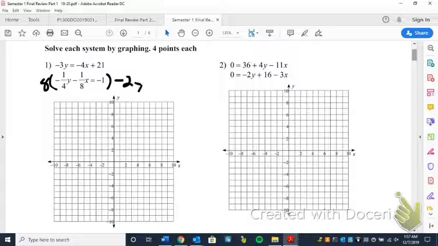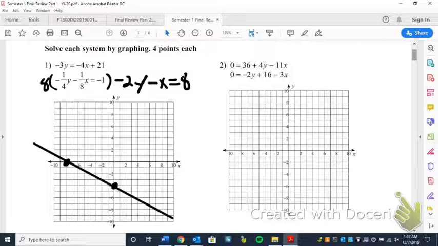So what we're going to do is multiply by 8, and that's going to clear the fraction. So now we have negative 2y minus x equals 8. And the reason we do that is to make our lives easier. This is in standard form, which allows us to graph with the intercepts. So we can plug a 0 in for y, and we know that x then is negative 8. Plug a 0 in for x, and we know that y is negative 4. Then we connect those dots, and that's our bottom line.